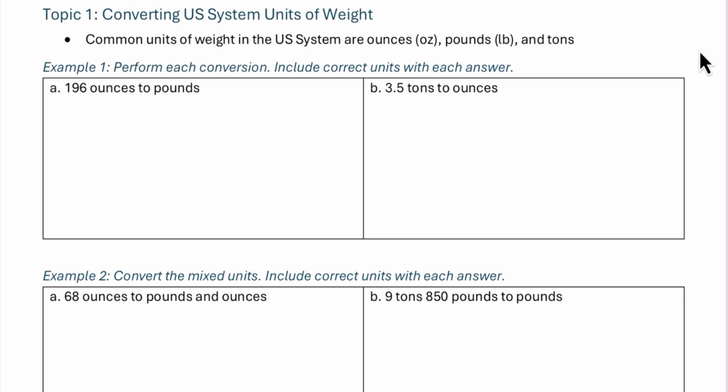The common units of weight in the US system are ounces, pounds, and tons. In example 1, we want to convert 196 ounces to pounds.